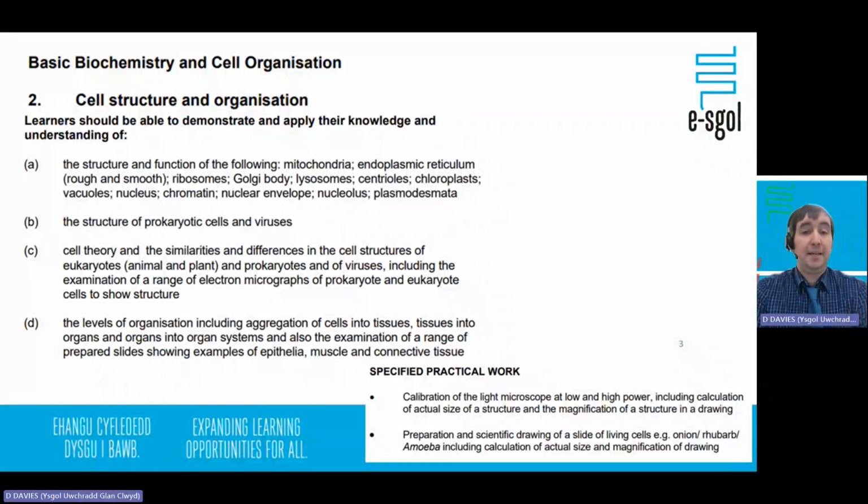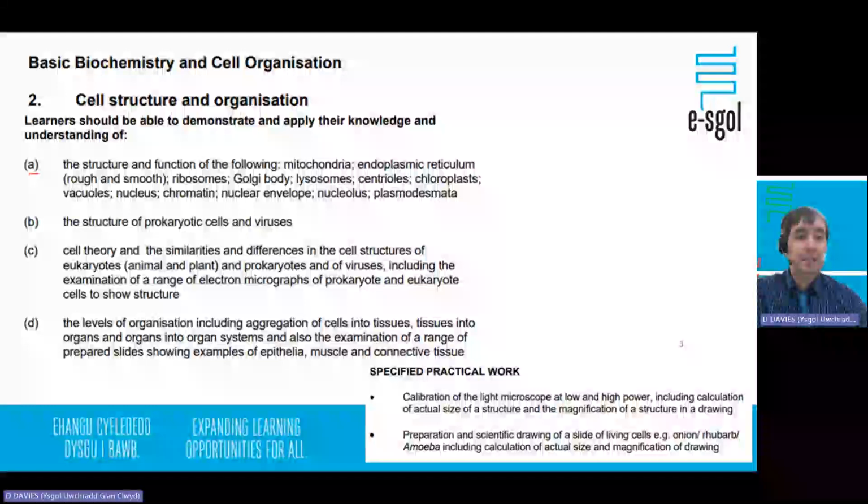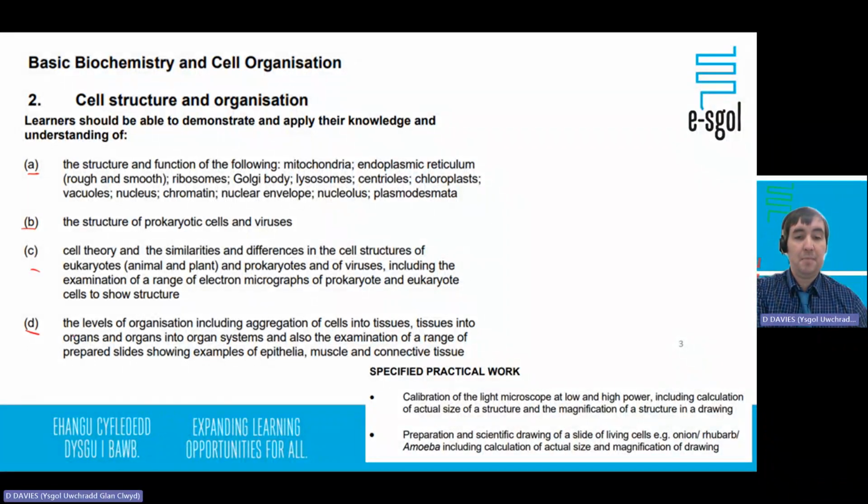This is the syllabus page out of the WJEC syllabus for this unit. I've gone through most of these in the previous video, but what I'd like to draw your attention to is the specified practical work. So you need to learn how to calibrate the light microscope, and calculations of actual size, magnification, and all the rest of it. That's something that students can find quite daunting and quite difficult, but hopefully we will break it down and it will be nice and easy for you.